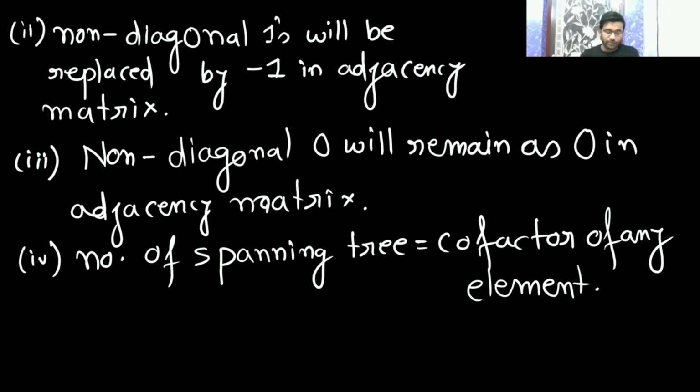Now with the example we will make it clear. First we have to find the adjacency matrix. Then we have to replace the diagonal 0 with its degree. Non-diagonal 0 will be replaced by 0 itself. Non-diagonal 1 will be replaced by minus 1. And then the number of spanning trees is going to be the cofactor of any element. With examples, it will be more clear.